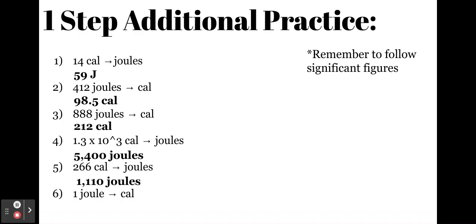Number 5 is 1,110 joules. And then number 6 is 0.2390 calories, which you should be able to do without having to do dimensional analysis because it's just 1 joule is equal to 0.2390 calories. So you wouldn't really have to do any dimensional analysis for that one.